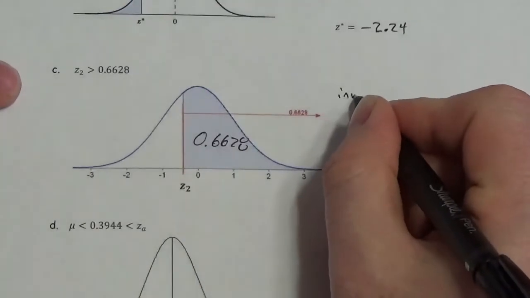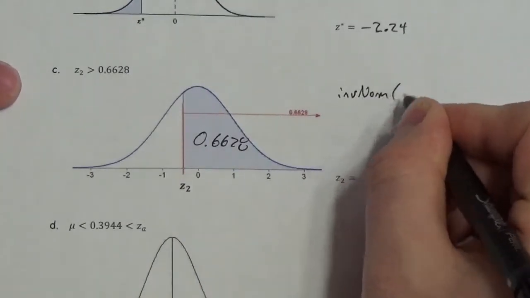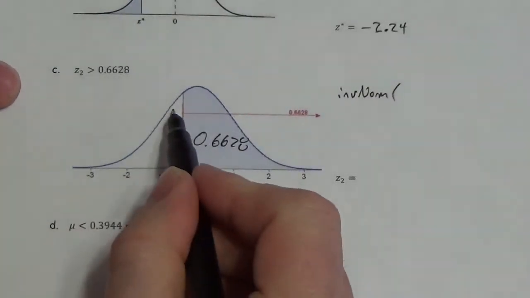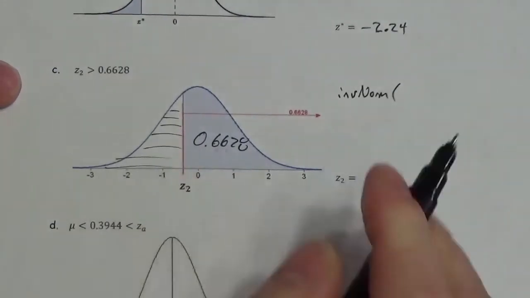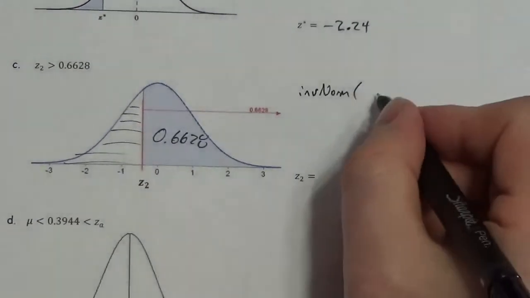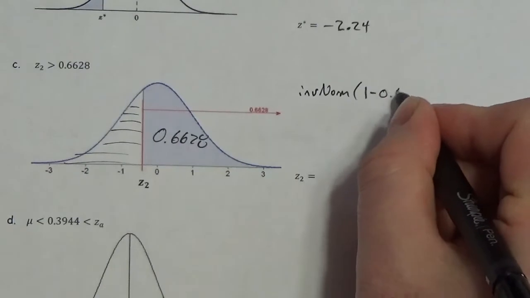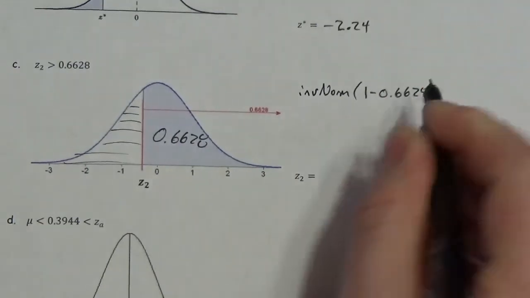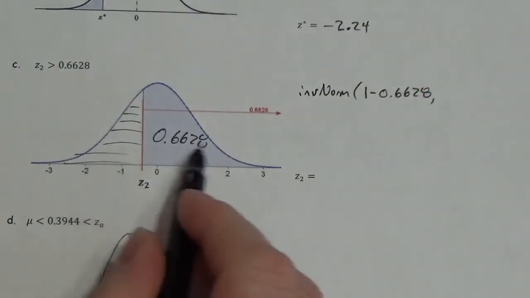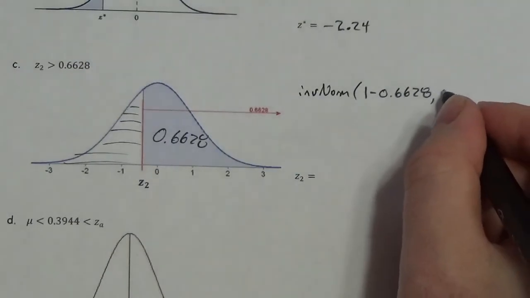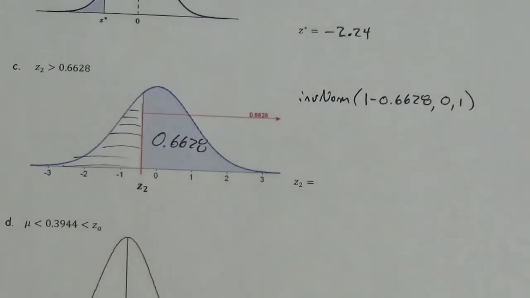In the inverse norm, what I need is the area to the left here. So I need this area. That's okay though, because it's going to be 1 minus 0.6628. It's just the exact opposite of that. So I just subtract this from 1. And then my mean is still 0 and my standard deviation is 1.